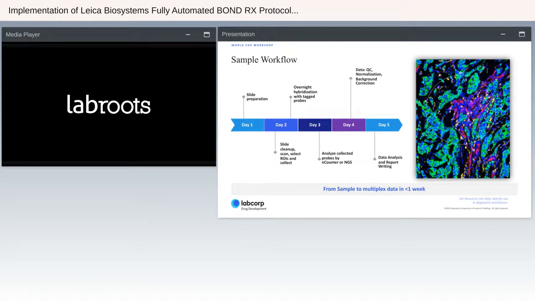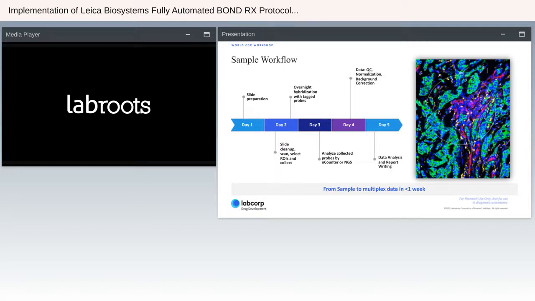And then day five is really spent on data analysis, tying up those loose ends, and then report writing and getting the information back out to the client. So again, this is really impressive that from sample to multiplex data, we can do this in under a week, but we are limited by the number of slides that can be put on the NanoString GeoMx, which is 4 at a time. So we really have a low throughput, even though it's only a 5-day turnaround.